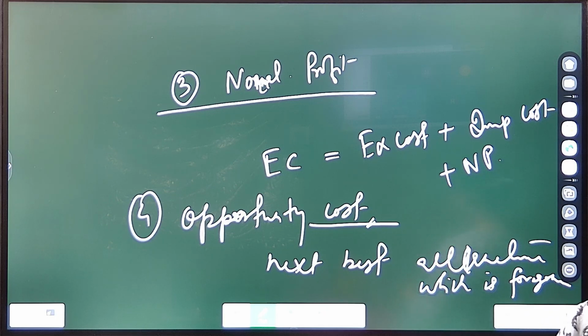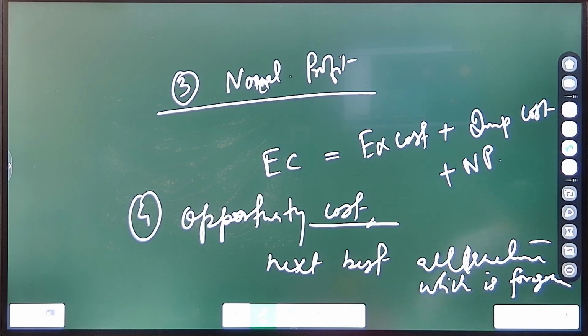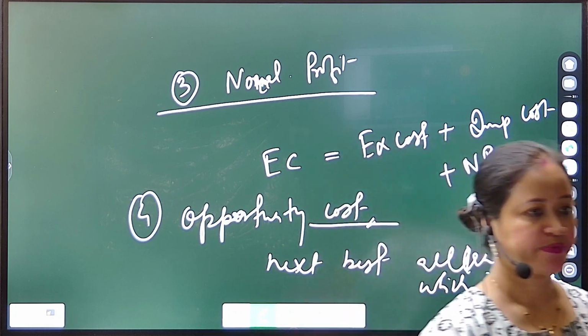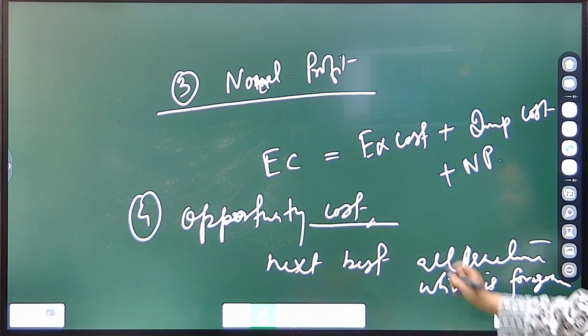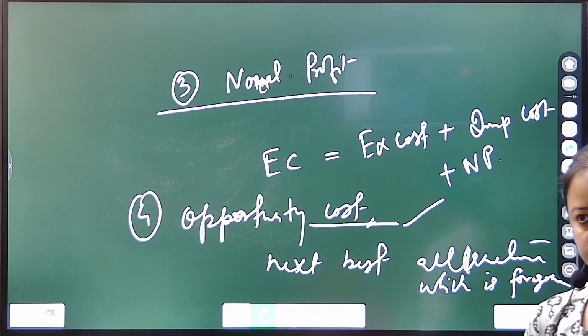And implicit is like, the proprietor himself, if he is using his own land, he is giving his own service to the business. If he is using his own capital in the business, so that is your implicit cost. And normal profit is like the minimum amount which is required to produce a particular product. So that is your normal profit. So economic cost equal to explicit cost plus implicit cost plus normal profit. And opportunity cost is the, yes, fine, understood? Okay, fine.